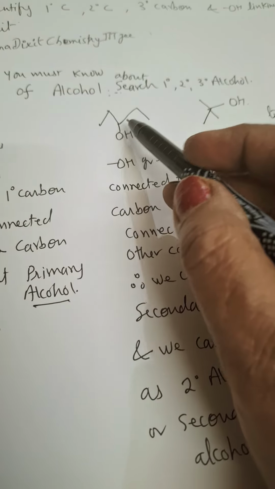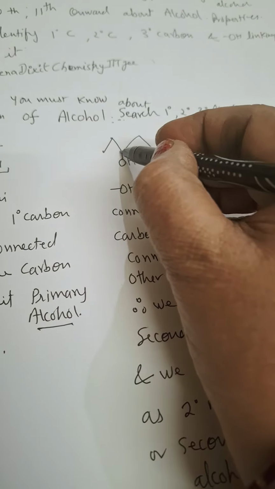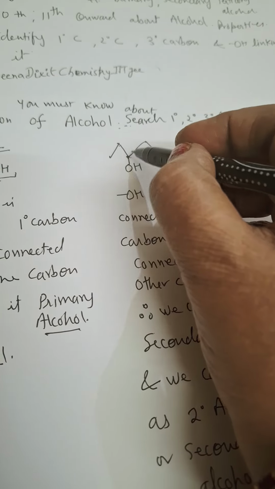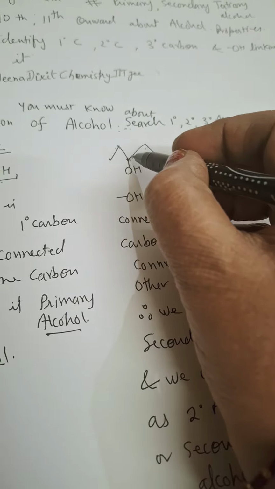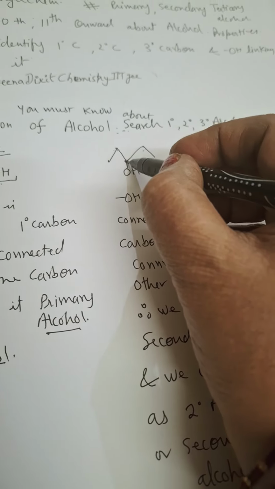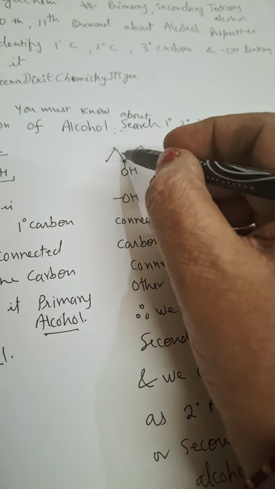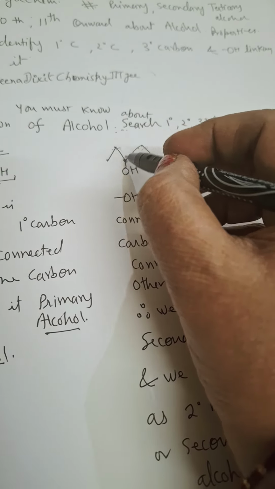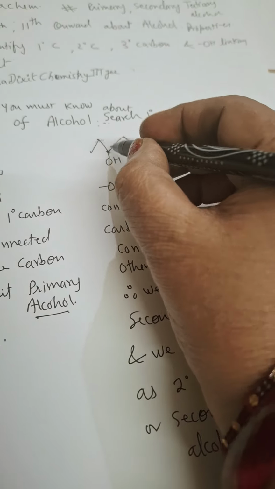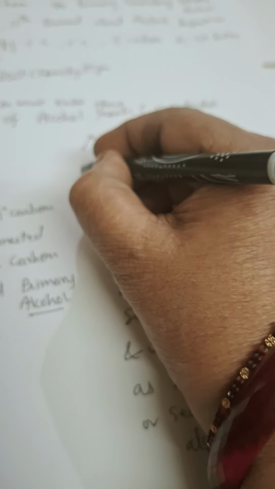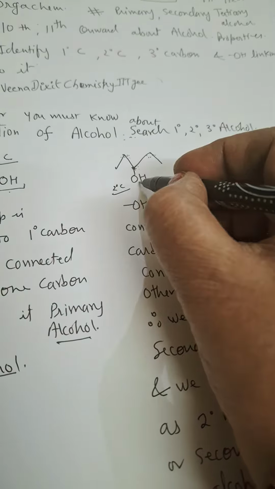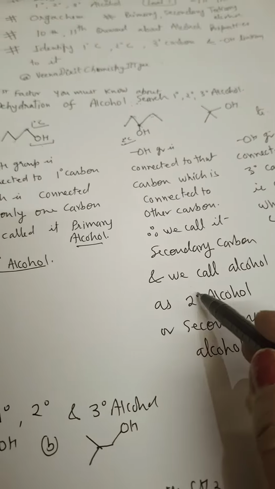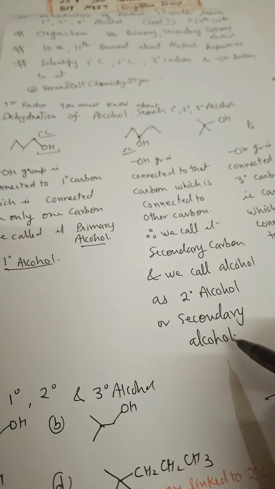Now we'll go for the second one. This OH group is linked to this carbon. This carbon is linked with this carbon as well as this carbon. So how many carbons is it linked to? 2 carbons. So this carbon is 2 degree carbon, because it is linked with 2 carbons, one this carbon and second this carbon. So we call it 2 degree carbon, and the OH group is linked with this 2 degree carbon. That is why we call it secondary carbon, and the alcohol is called 2 degree alcohol or secondary alcohol.